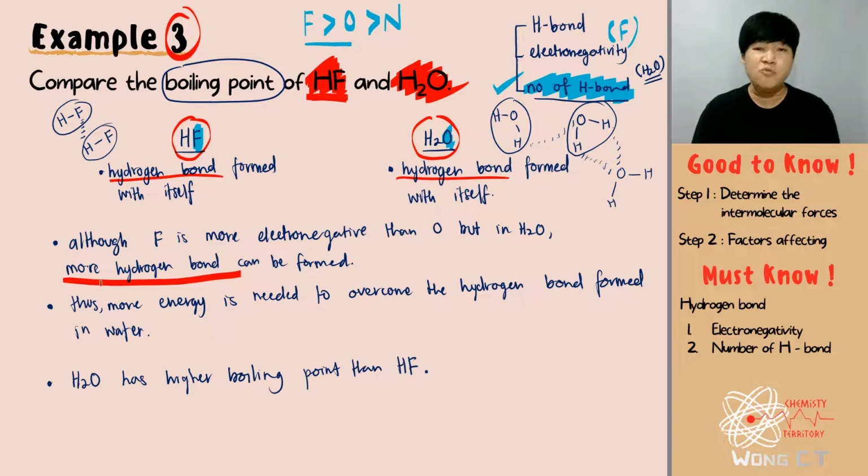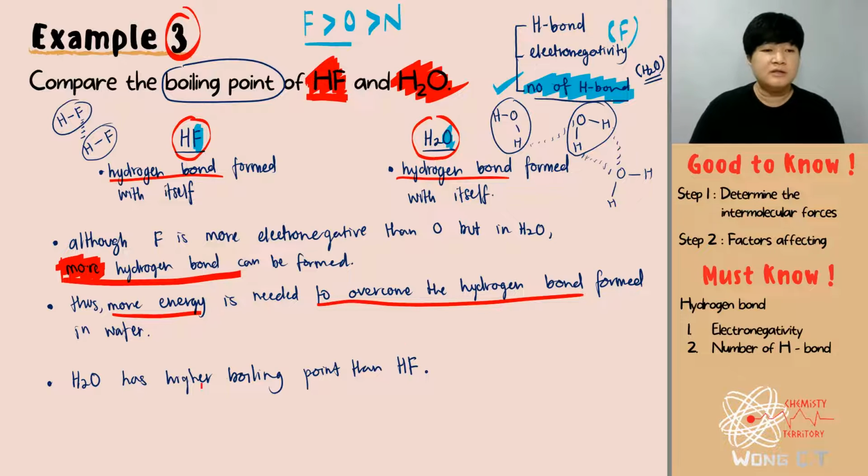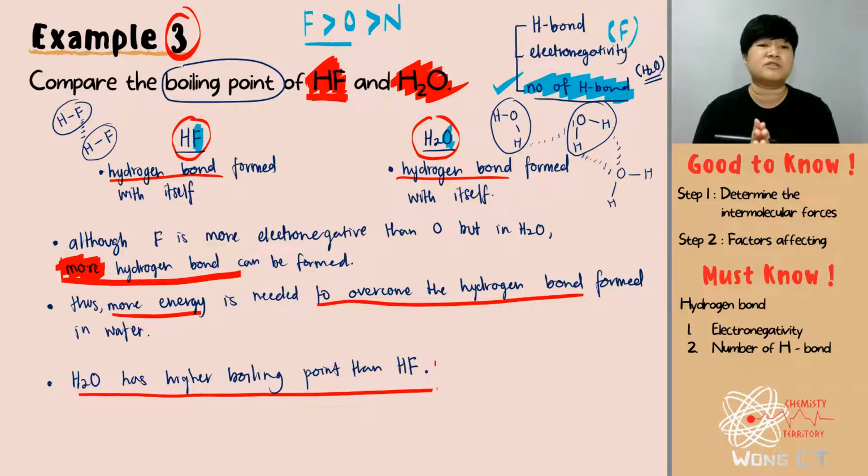So when we say water can form more hydrogen bonds, make sure you have the word "more" written clearly. In your water molecule, more hydrogen bonds can be formed. Therefore, more energy is needed to overcome the hydrogen bonds formed in water molecules. Thus, water will have a higher boiling point than your hydrogen fluoride. Simple, easy. So again, that is how we choose the factor affecting the boiling point.